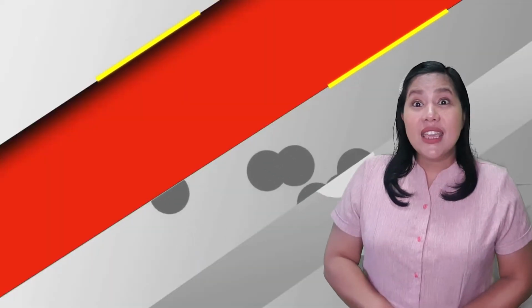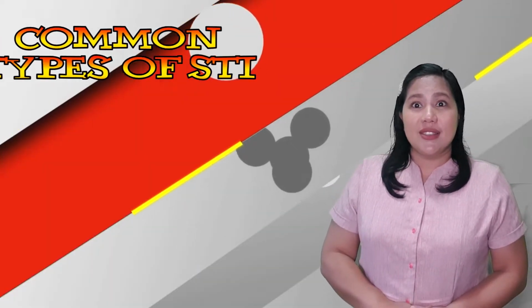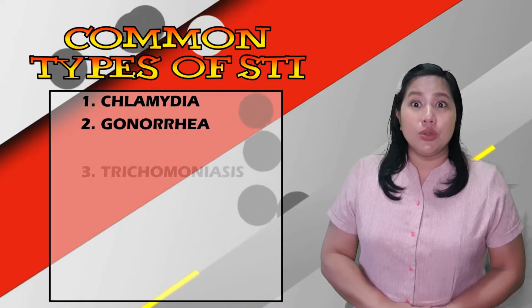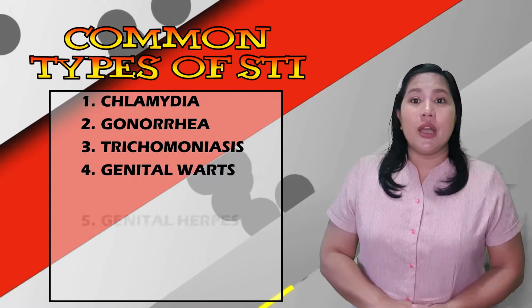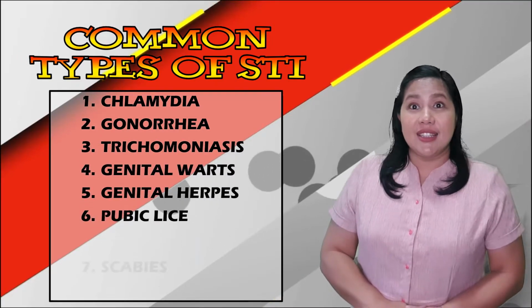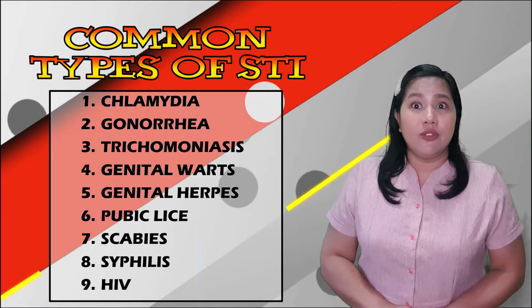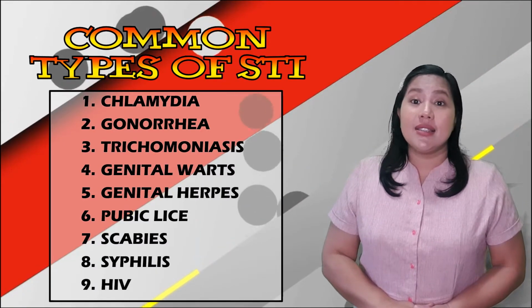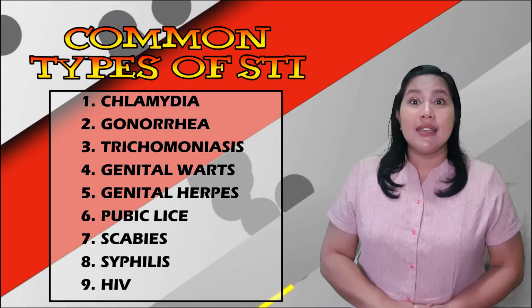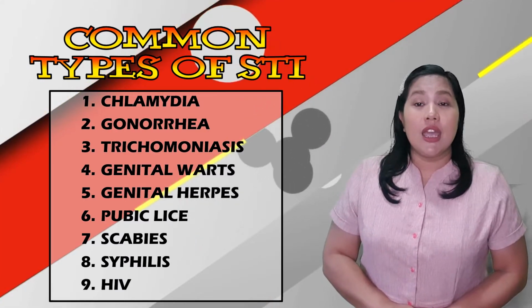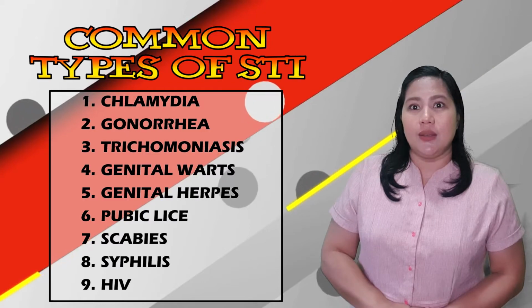And now, let us identify the common types of STI. Number 1, chlamydia. Number 2, gonorrhea. Number 3, trichomoniasis. Number 4, genital warts. 5, genital herpes. 6, pubic lice. 7, scabies. 8, syphilis. And number 9, HIV.